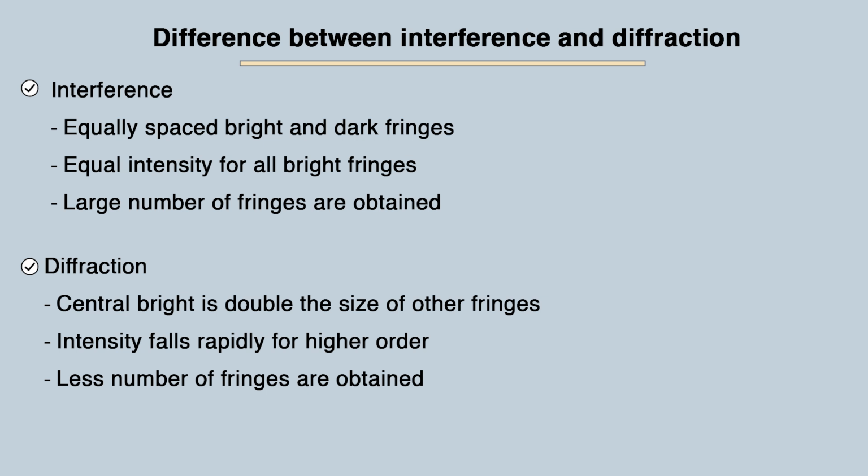Whereas in the case of diffraction, the central bright fringe is double the size of the other fringes, and the intensity falls rapidly for higher orders. The central bright fringe has the highest intensity, and as we move from the central fringe to the other fringes, the intensity decreases, and the fewest number of fringes are obtained. Only the first order, second order, and third order diffraction pattern can be observed experimentally.